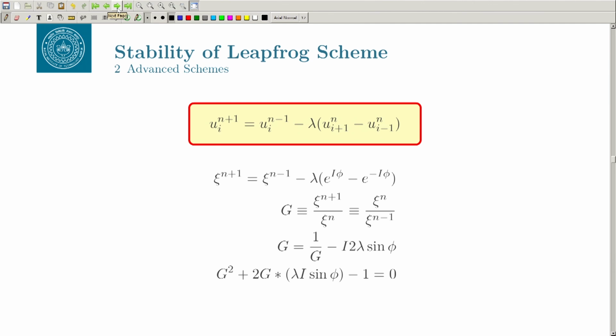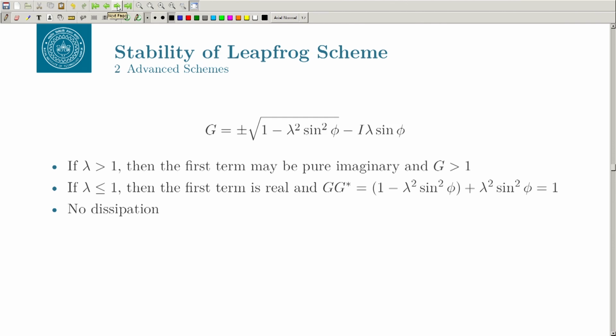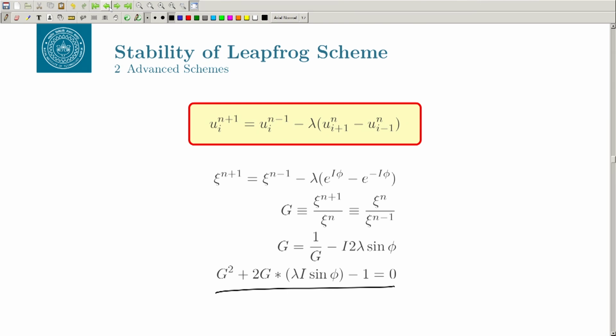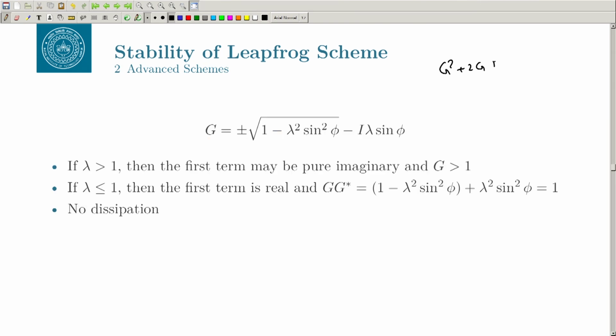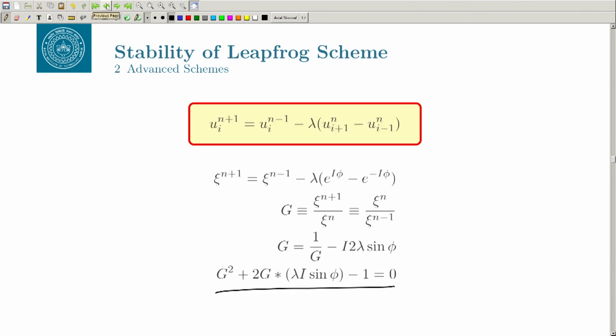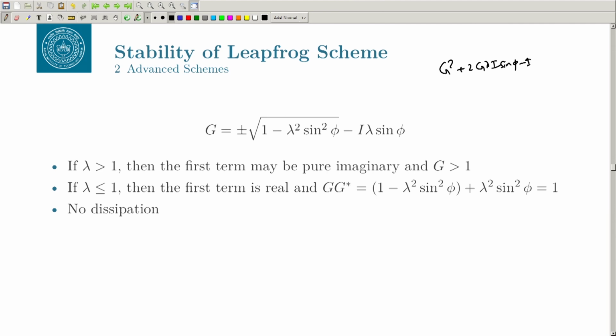Let us try looking at the stability. Okay. So, this is the equation that you are going to get, and if you try to find the root of that equation, the equation is g square plus 2 lambda i sin phi g minus 1 equal to 0. g is equal to minus b, which is minus 2 lambda i sin phi, plus minus root of the discriminant. b square is 4 lambda square i square sin square phi, minus 4AC.